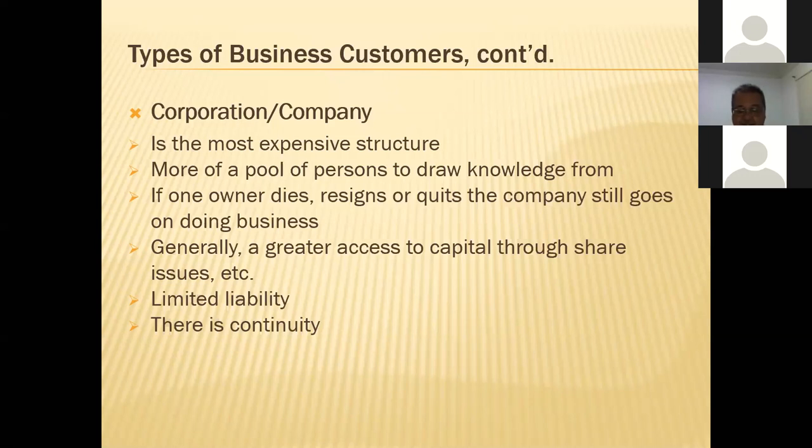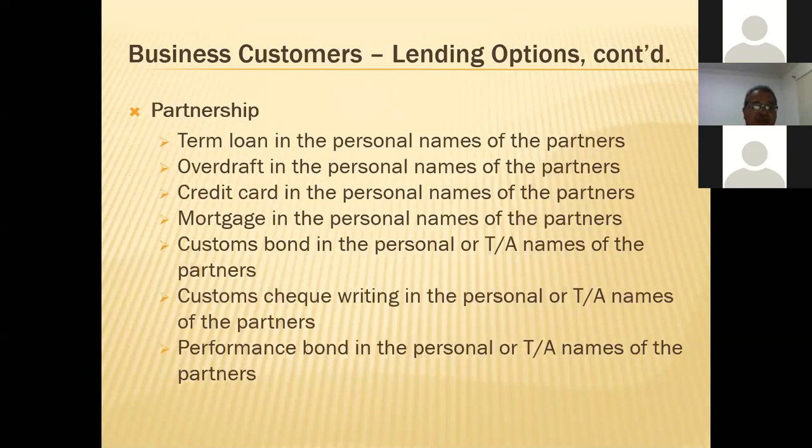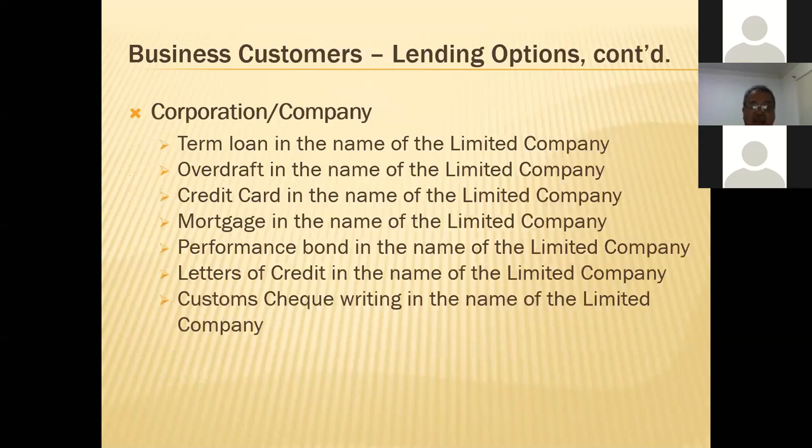And then we looked at how we cater to them in terms of products, and we said that we would get more into the customs bond, customs check writing, performance bond, and another one, bid bond, and a fifth one we'll look at a little later. But you see, the sole trader would have to take any facilities in their personal name. The same thing for the partnership. However, when it comes to the corporation, they can be taken in the name of the corporation, or limited company.